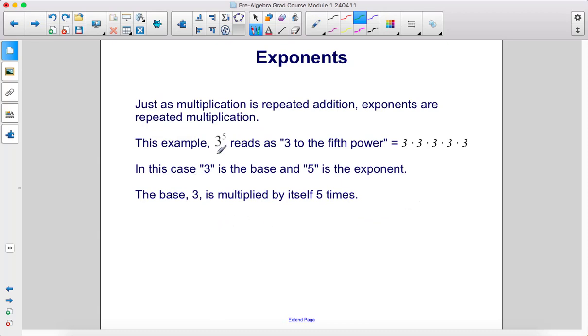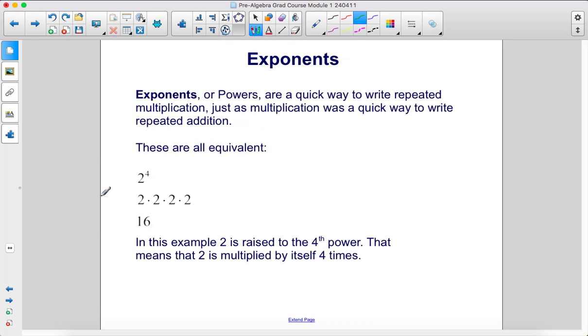Just as multiplication is repeated addition, exponents are repeated multiplication. This example, 3 to the power of 5, or you could say 3 to the 5th power, is 3 times 3 times 3 times 3 times 3. 3 times itself 5 times. In this case, 3 is the base and 5 is the exponent. The base 3 is multiplied by itself 5 times.